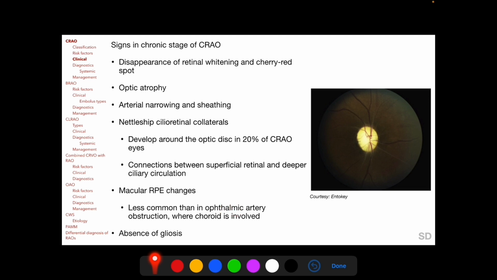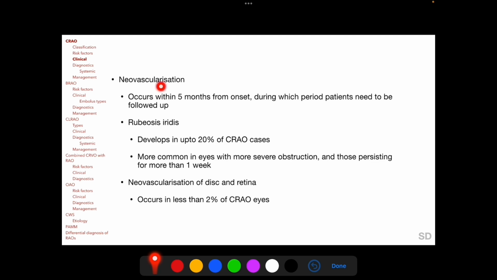ophthalmic artery occlusion, the choroid is spared in central retinal artery occlusion, and gliosis such as epiretinal membrane formation does not usually occur following central retinal arterial occlusion, because the glial cells are also destroyed by the ischemia induced by CRAO. Ocular neovascularization does occur in the chronic stage of CRAO and usually occurs within 5 months from onset of CRAO, during which patients need to be closely followed up.